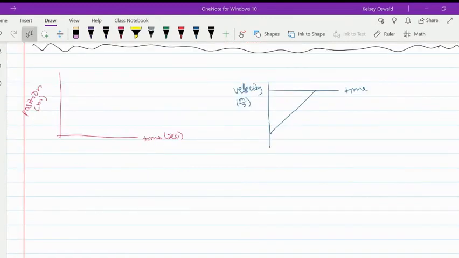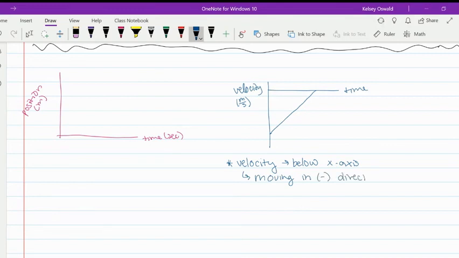One more type of accelerated motion. In this example, we are given our velocity time graph first, and we want to predict what our position versus time graph is. If we look at our velocity time graph, we can see that our velocities are negative. Our velocities are below the x-axis. Since they're below the x-axis, that tells us we are moving in the negative direction, and all of our slopes on our position time graph are going to be negative.